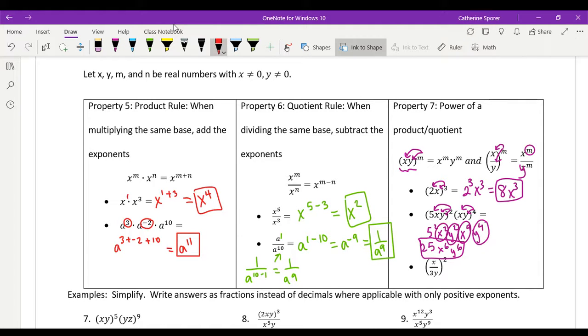And last example, x over 3y to the second, that's a power of a quotient, so we're going to distribute this squared power into this quotient to each term. So that would be x squared over 3 squared y squared. And we can evaluate the 3 squared, which is 9, so x squared over 9y squared.